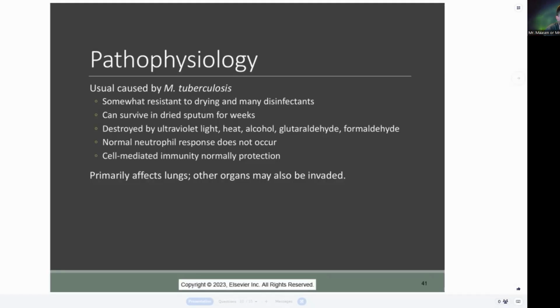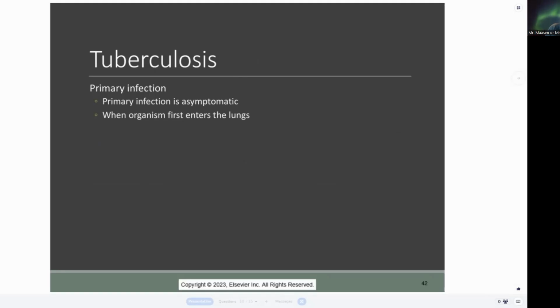And because it basically nulls our neutrophils, which are the most abundant white blood cell we have, the only real protection we have is our specific immunity with T cells and B cells trying to make antibodies. It primarily infects the lungs. It can affect other organs, but its primary response is in the lungs. And so basically they break down TB into a primary infection and a secondary infection.